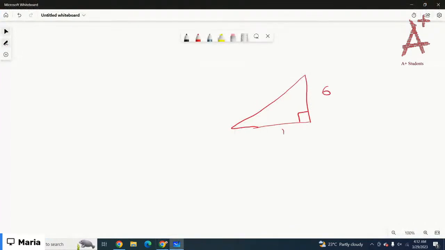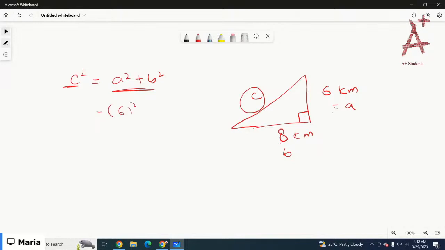This is 6, this is 8, and this is C. So we have to find the length of C. Got it? It would be C square equals A square plus B square. Let's suppose this is A and this is B. Why is C the longest in length? Because C square is the sum of squares of the other two sides. It would be 6 square plus 8 square. 6 square is 36, 8 square is 64. 36 plus 64 is 100.